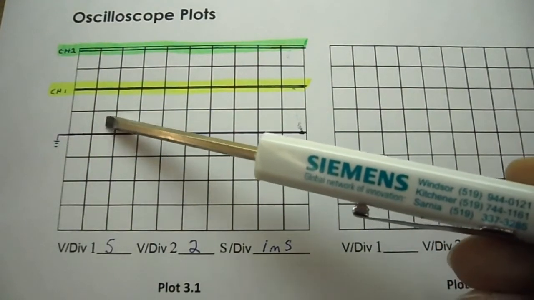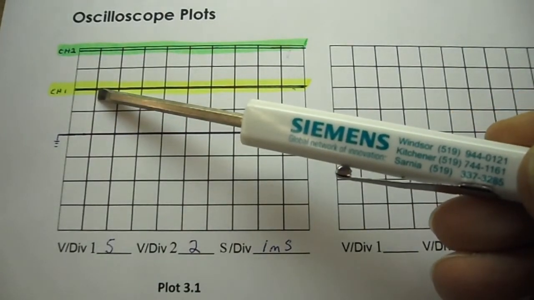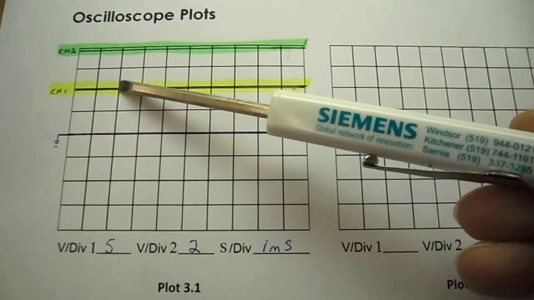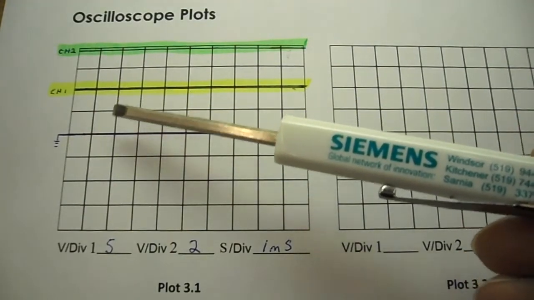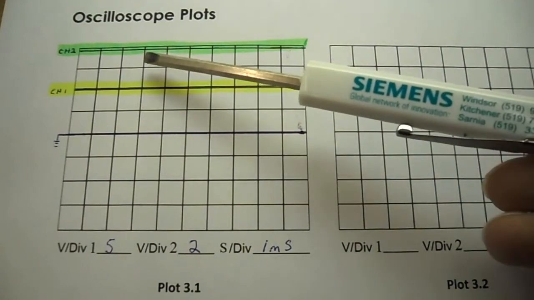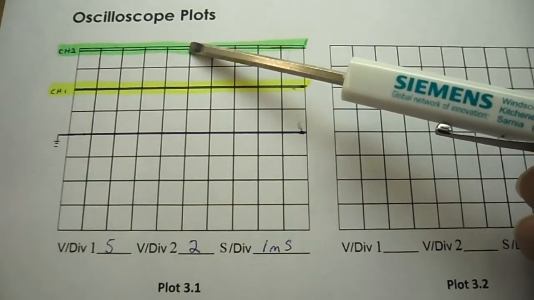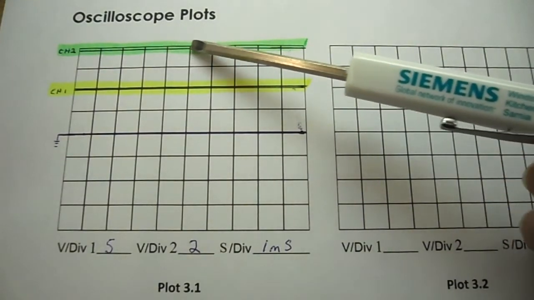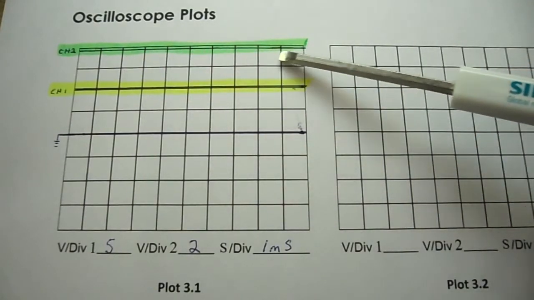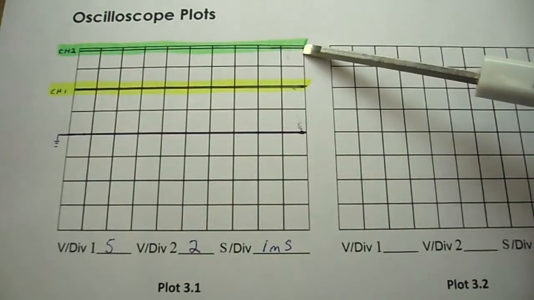Channel 1 moved up 2 whole divisions, and you can see I've labeled channel 1. It doesn't make sense to just draw 2 straight lines across your screen and not label them, because when you come back later, you want to know what they are. I've highlighted channel 1 using a yellow highlighter. Channel 2 went up 3 4/5 of a division, and I've just estimated it in here. Getting close is good enough. We just need a visual for when we come back and check our labs at a later date. I've highlighted it with a green highlighter.